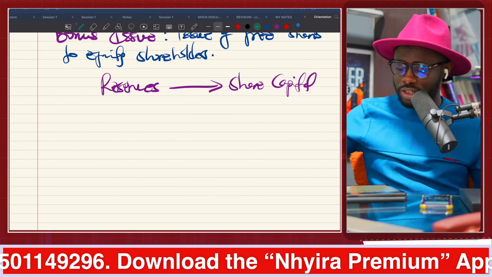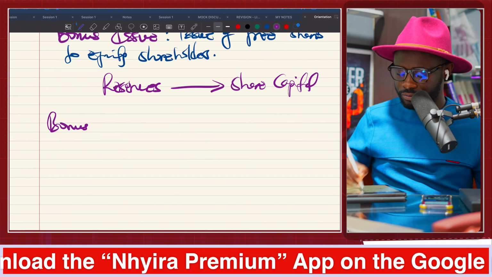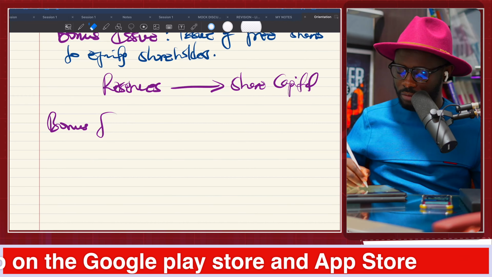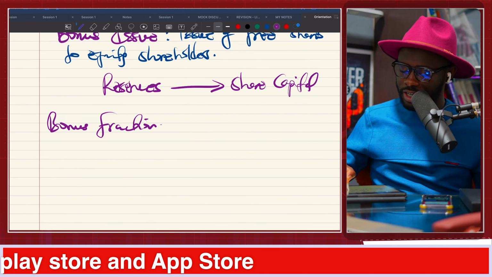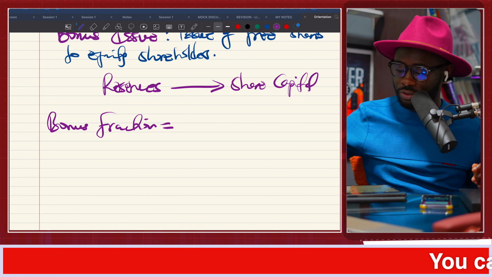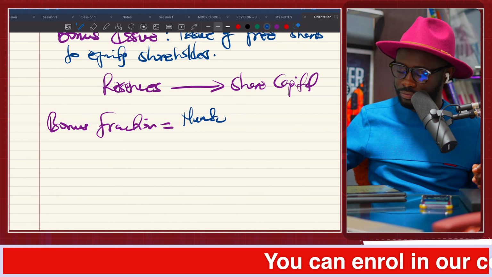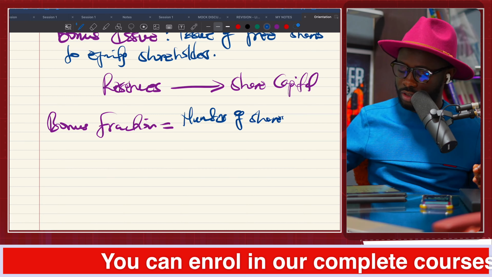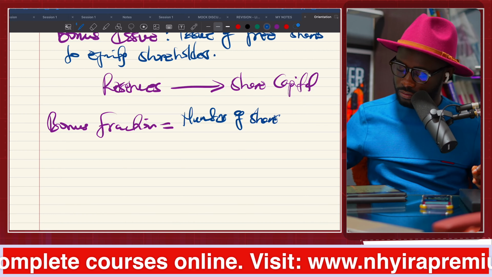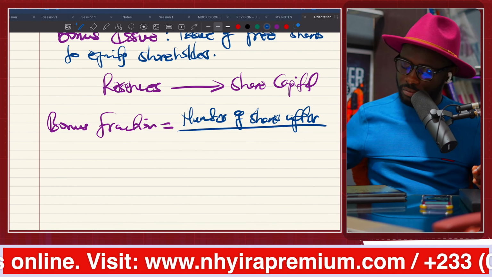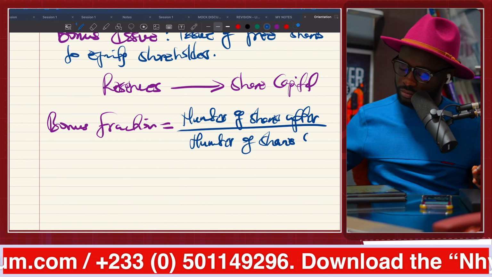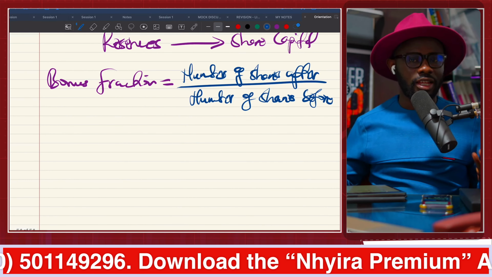So how do we calculate the bonus fraction when there is a bonus issue? The formula is pretty simple. It's going to be the number of shares after the bonus issue divided by the number of shares before the issue. Number of shares after the issue divided by number of shares before the issue. What does that mean? Let's give an example.